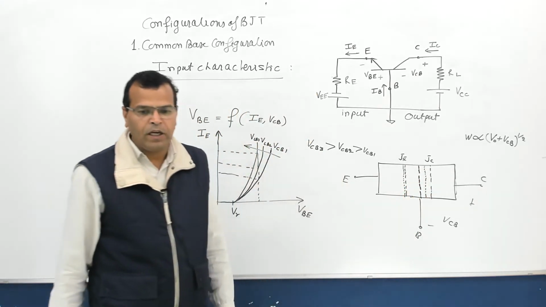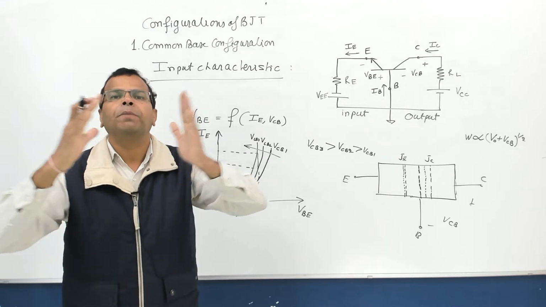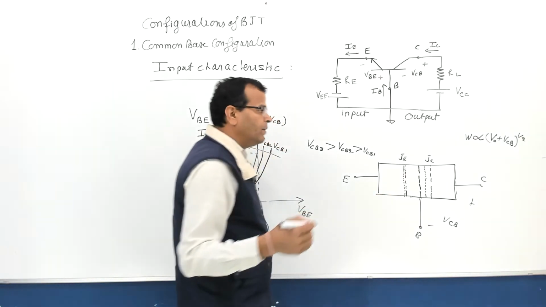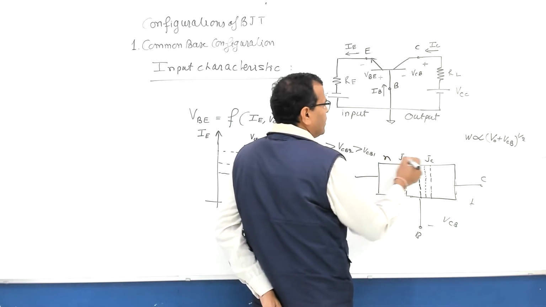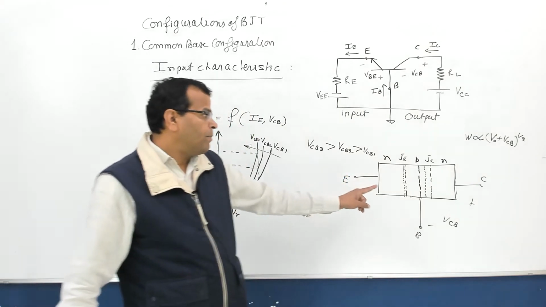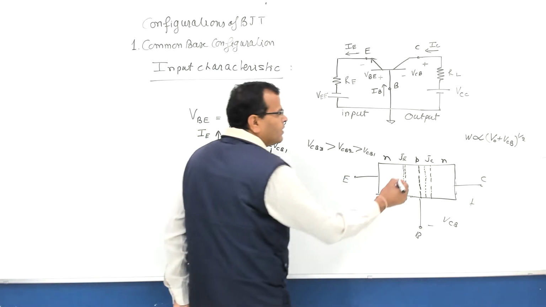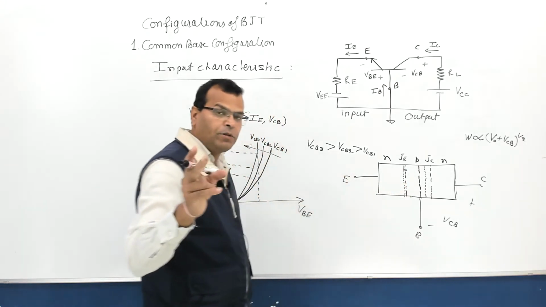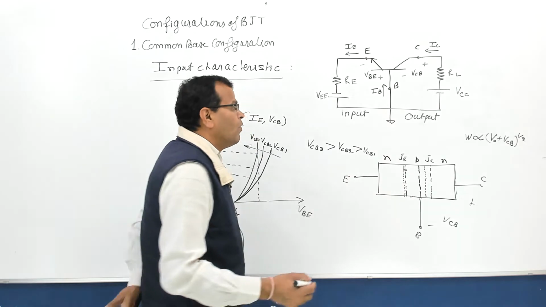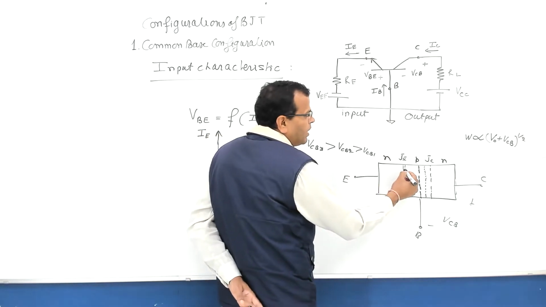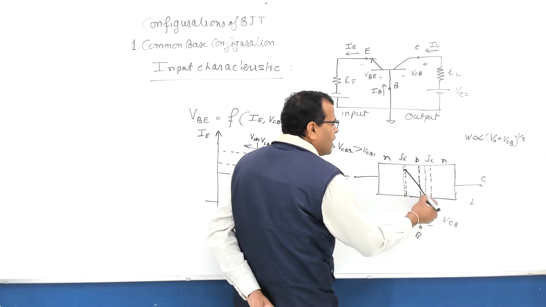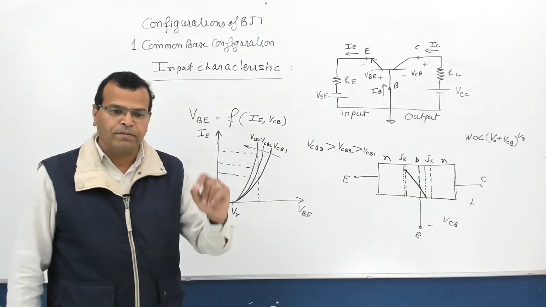I hope the concept is clear. Width of the depletion layer at collector junction will increase. What will be the effect? Initially, say this is N, this is P, collector is P type, this is N type. So when emitter junction is forward biased, the carriers will be injected, electrons. Carriers means majority carriers in emitter, but now these become minority carriers in base. When you inject the electrons, their concentration decreases, and at the edge of the depletion layer it becomes 0 earlier.